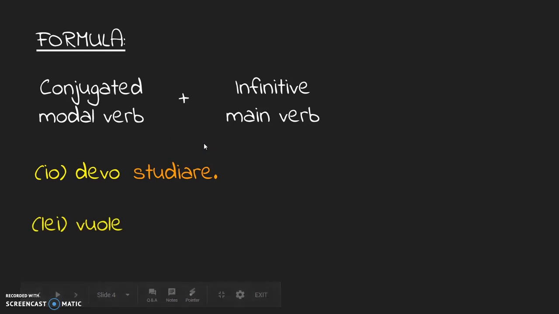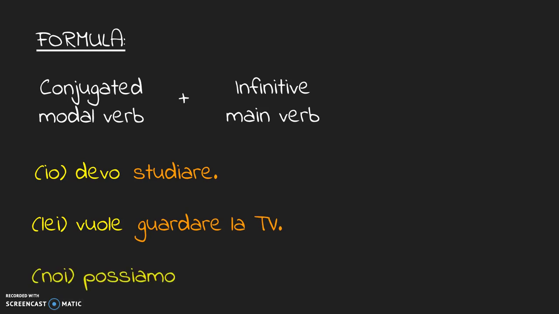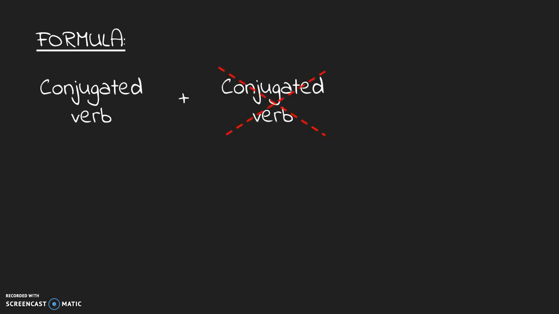Lei vuole guardare la TV. She wants to watch television. Noi possiamo ascoltare la musica. We can listen to music. As a rule, in Italian, we never have two conjugated verbs side by side. Once the first verb has been conjugated, the second must be in infinitive form.